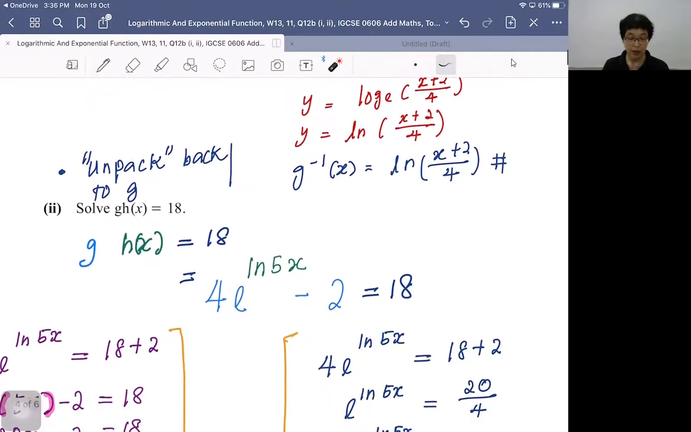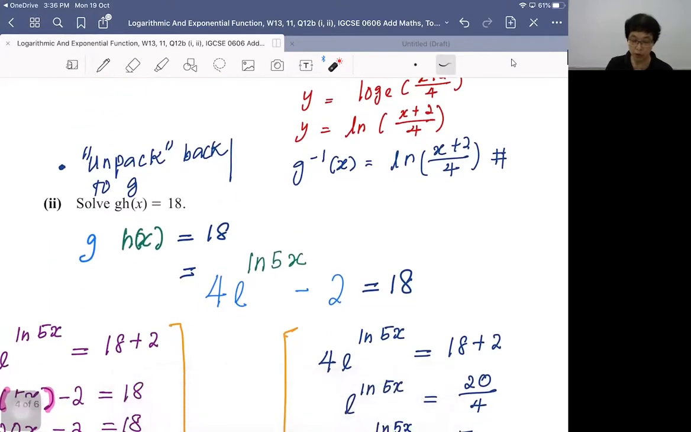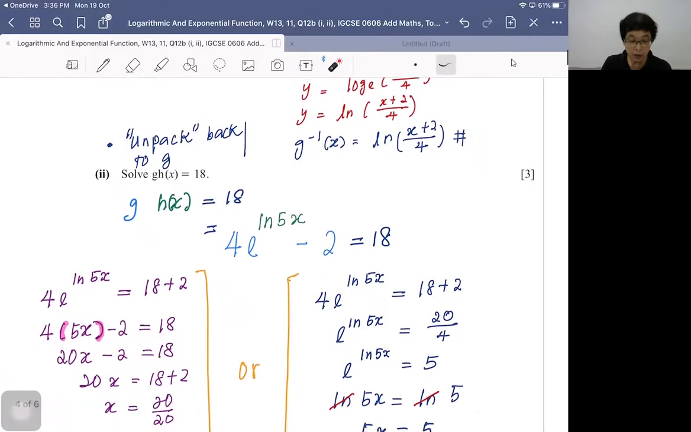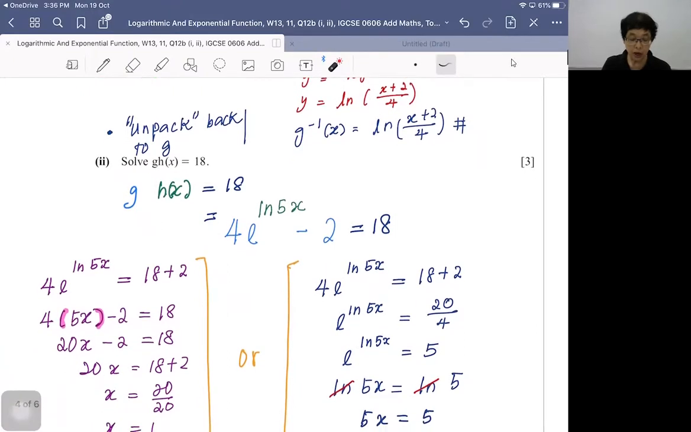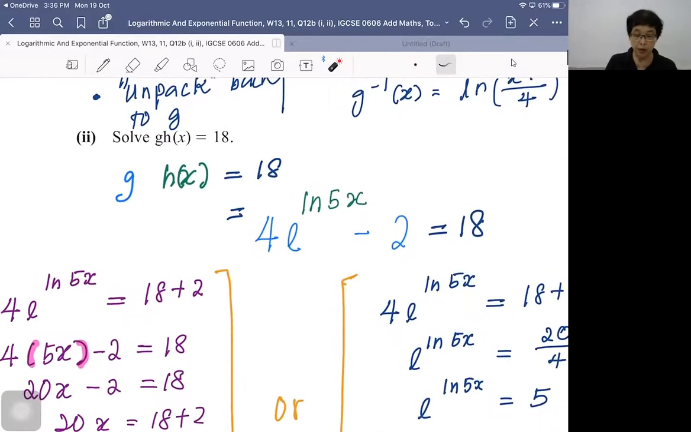All right, now we proceed to part 2, solving gh(x) equals 18. For your easy viewing, what I have done here is write out the two functions g and h.